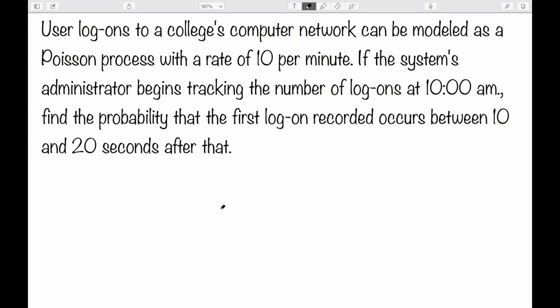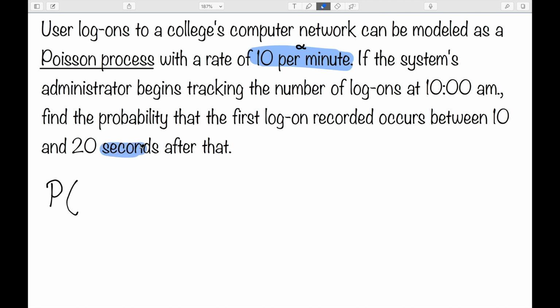Let's suppose user logons to a college's computer network can be modeled as a Poisson process with a rate of 10 per minute. So that tells me exactly what lambda, or alpha, is in this process. If the system's administrator begins tracking the number of logins at 10 a.m., we want to find the probability that the first logon recorded occurs between 10 and 20 seconds after that. So this does tell us it's a Poisson process. And since we're looking at the time between events in a Poisson process, that means we're going to be dealing with exponential.